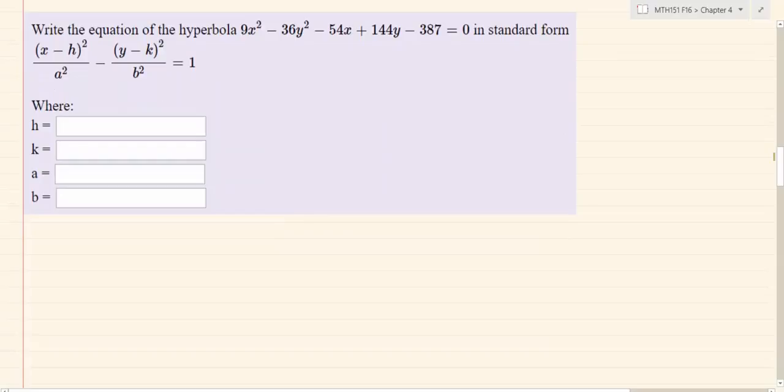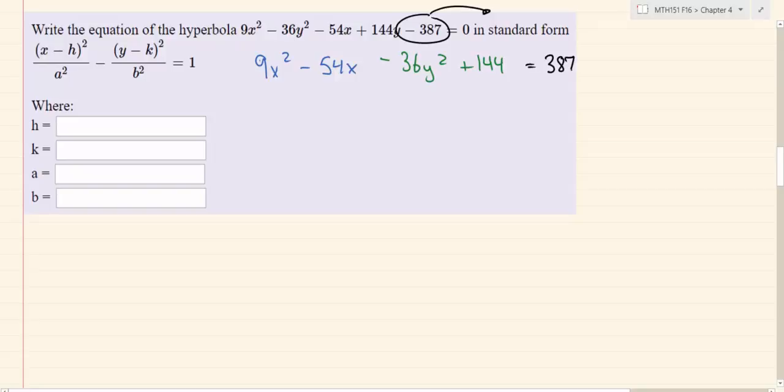And guess what we have to do with this equation? We've got to complete the square. And how many times do we have to complete the square? Not once, but twice. Don't cry. 9x squared minus 54x. And then I'll put my y terms together. So I'll say minus 36y squared plus 144. And if it's all right with you, I'm going to take this negative 387 and just kick it over to the other side and make it positive 387.